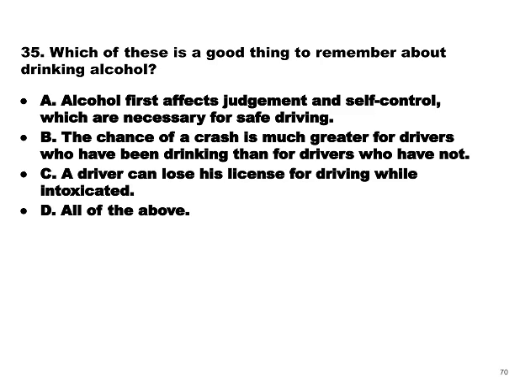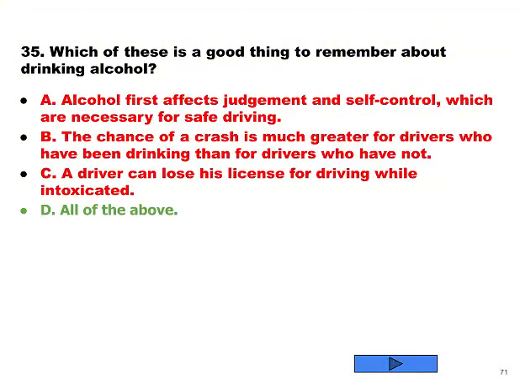Which of these is a good thing to remember about drinking alcohol? A. Alcohol first affects the judgment and self-control, which are necessary for safe driving. B. The chance of a crash is much greater for drivers who have been drinking than for drivers who have not. C. A driver can lose his license for driving while intoxicated. Or D. All of the above. The answer is D. All of the above.